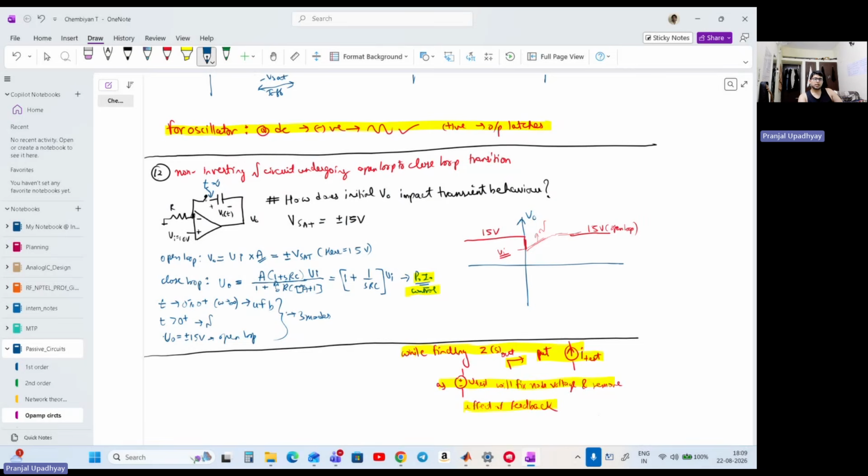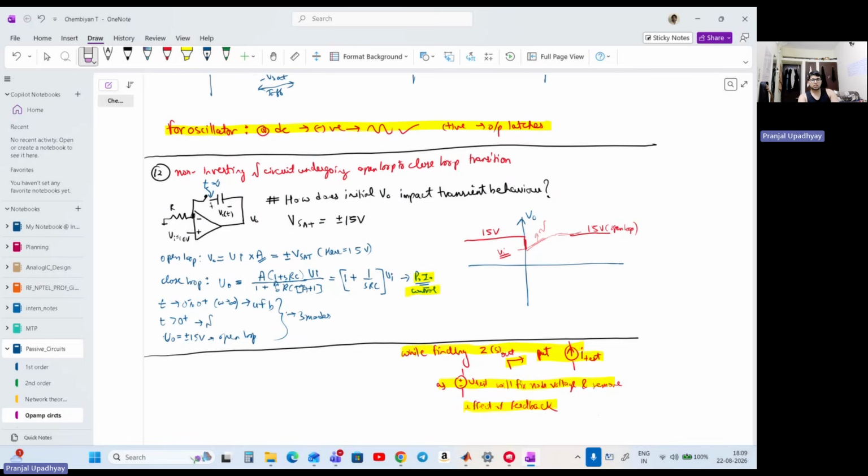Let us say that this switch closes at t equals 0. That implies that this circuit suddenly went from open loop to closed loop. Initially, when this circuit had 10 volts as input at its positive terminal, you would all know that the op-amp output is limited by its swing, by its DC biasing. Here it's plus minus 15, so the output would have been 15, right?